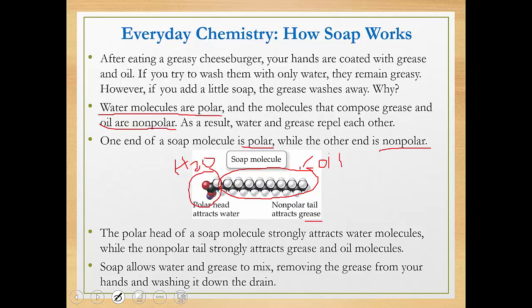Well, the tail has the oil on it, and now when you rinse that soap off your hands, the water is carrying the soap molecule away, and the oil is going along as a hitchhiker on that nonpolar tail of the soap. So soap basically just allows water and grease to mix. It just hooks them up at different ends and then carries them both away.